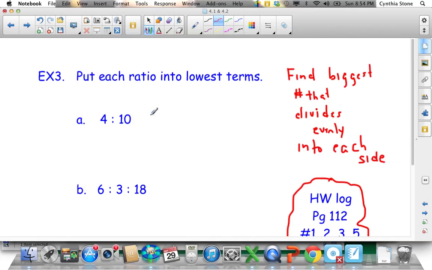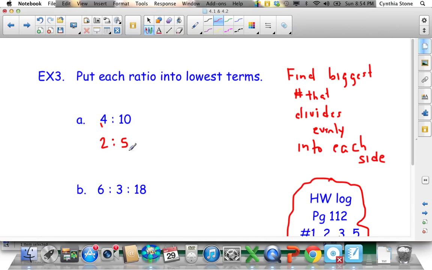So, looking at this one, 4 to 10, what could divide evenly? Well, 2 does, right? Because 2 goes into 4 twice and goes into 10 to get you 5. I don't think there's another number that goes into both sides evenly. So 2 goes into 4 twice, 2 goes into 10 5 times, and that would be my lowest terms. Again, if I tried to go any further, I couldn't. There's nothing, because nothing else goes into 5.